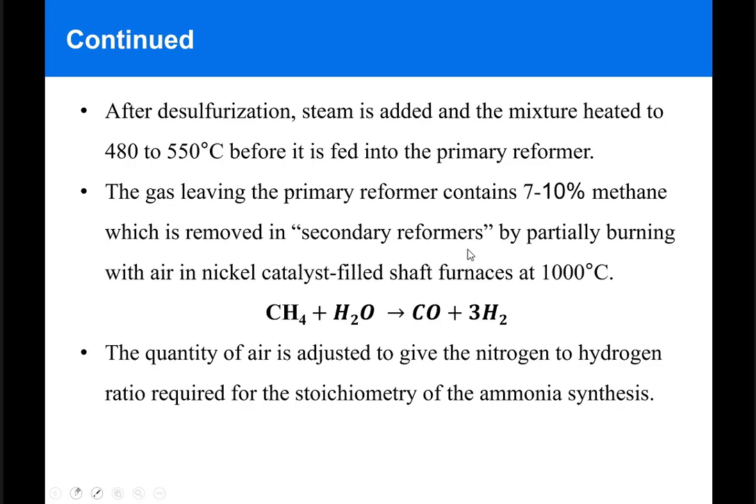And the gas leaving the primary reformer contains around 7 to 10% methane, which has to be removed in a secondary reformer by partially burning with air within a nickel catalyst filled shaft furnace at around 1000 degrees Celsius. The quantity of air is adjusted to give the nitrogen to hydrogen ratio required for the stoichiometric reaction producing ammonia.